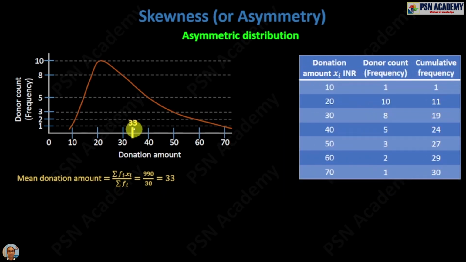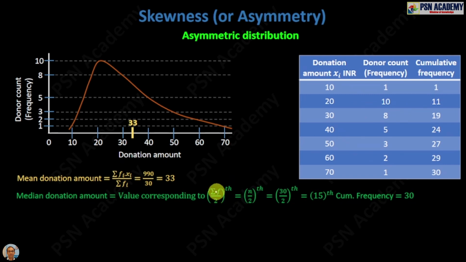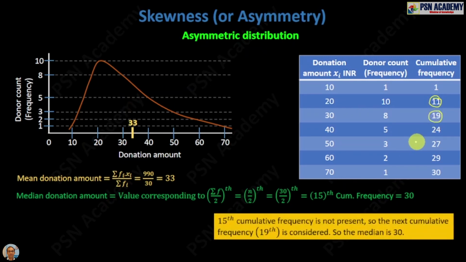Now we have to go for median, and for computation of median, you need this column, that is cumulative frequency, and the same formula, summation of f by 2th cumulative frequency. Here also the 15th cumulative frequency you will get, but here 15th is missing. So you can see that from 11 it is going straight to 19. So we take the next higher cumulative frequency, that is 19, and the corresponding value is 30. So your median is standing at 30.